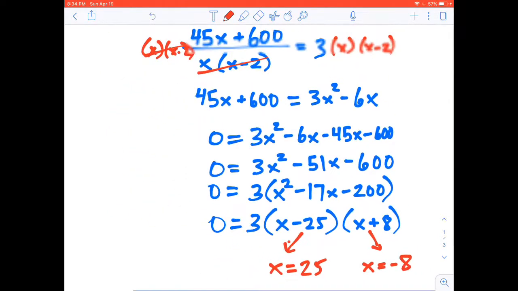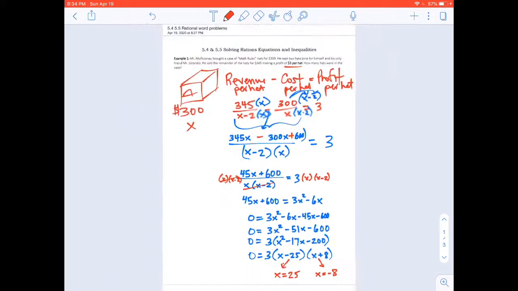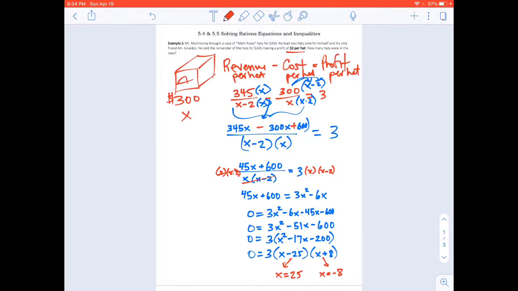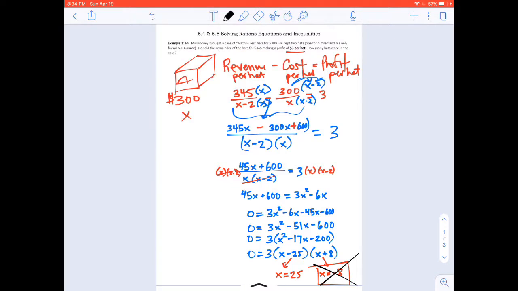So we go back to the original question. We want to see, do those answers make sense in this case? So the question was, how many hats were in the case? X is equal to negative 8. That one doesn't make sense because how do I buy negative 8 hats? So we eliminate that one. 25 hats, yeah, I can buy 25 hats.